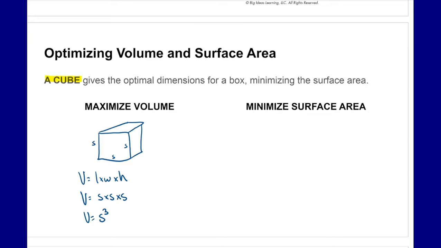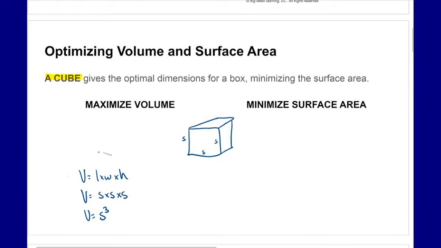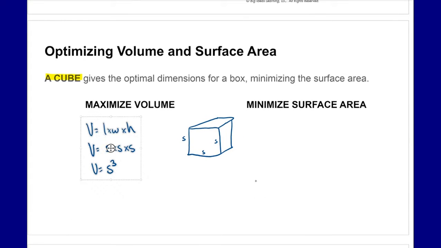Now, in order to minimize the surface area, let's put this in the middle. Because we're dealing with a cube, if we take a look at the general formula for surface area, it's 2 times the length times the width, plus 2 times the width times the height, plus 2 times the length times the height.